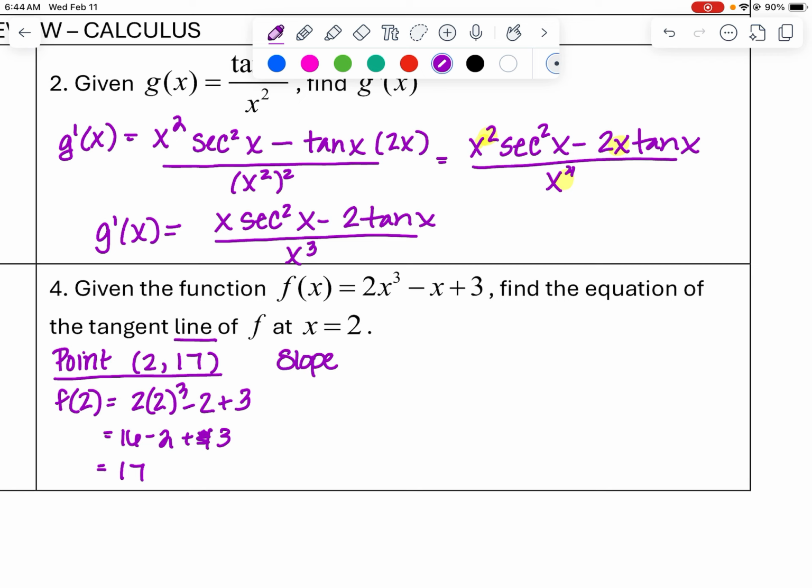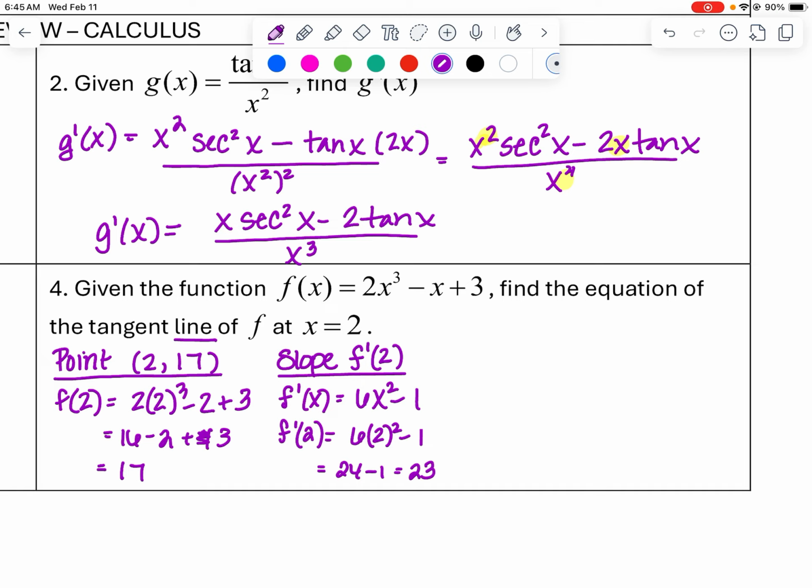Our slope is f prime of 2. It's the slope at 2. So first we need f prime of x, which is power rule, 6x squared minus 1. So f prime of 2 is 6 times 2 squared minus 1, which is 6 times 4, which is 24 minus 1, which is 23. So our slope is 23. Our point is 2 comma 17. So our equation of the line using point slope is y minus 17 equals 23 times x minus 2.